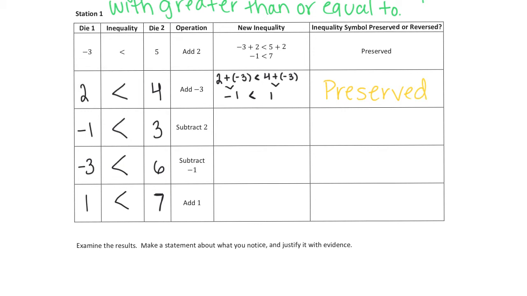All right, let's move on to the next one. So I have negative 1 is less than 3. Here on both sides of the inequality, I'm going to subtract 2. So now I have negative 1 minus 2 is less than 3 minus 2. So here I have negative 1 minus 2. Another way to represent that is negative 1 plus negative 2. So negative 1 minus 2 is going to give us negative 3. So negative 3 is less than 3 minus 2, which is 1. So I can say that this statement is accurate because negative 3 is less than 1.